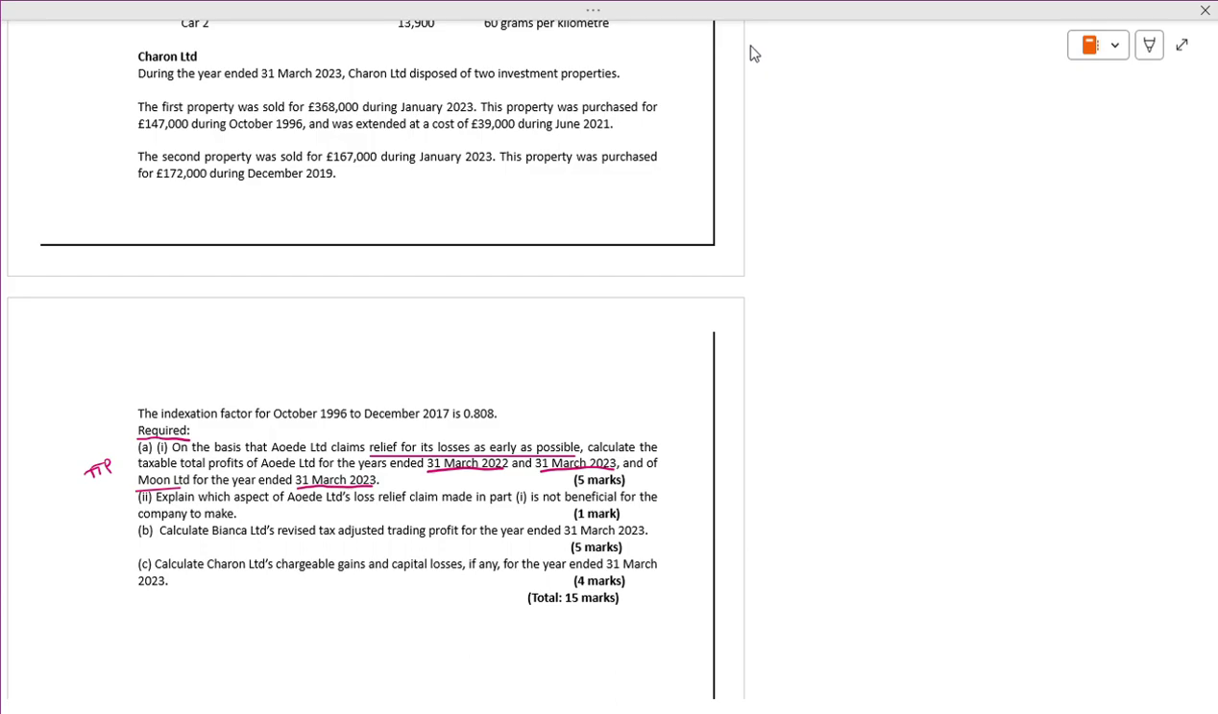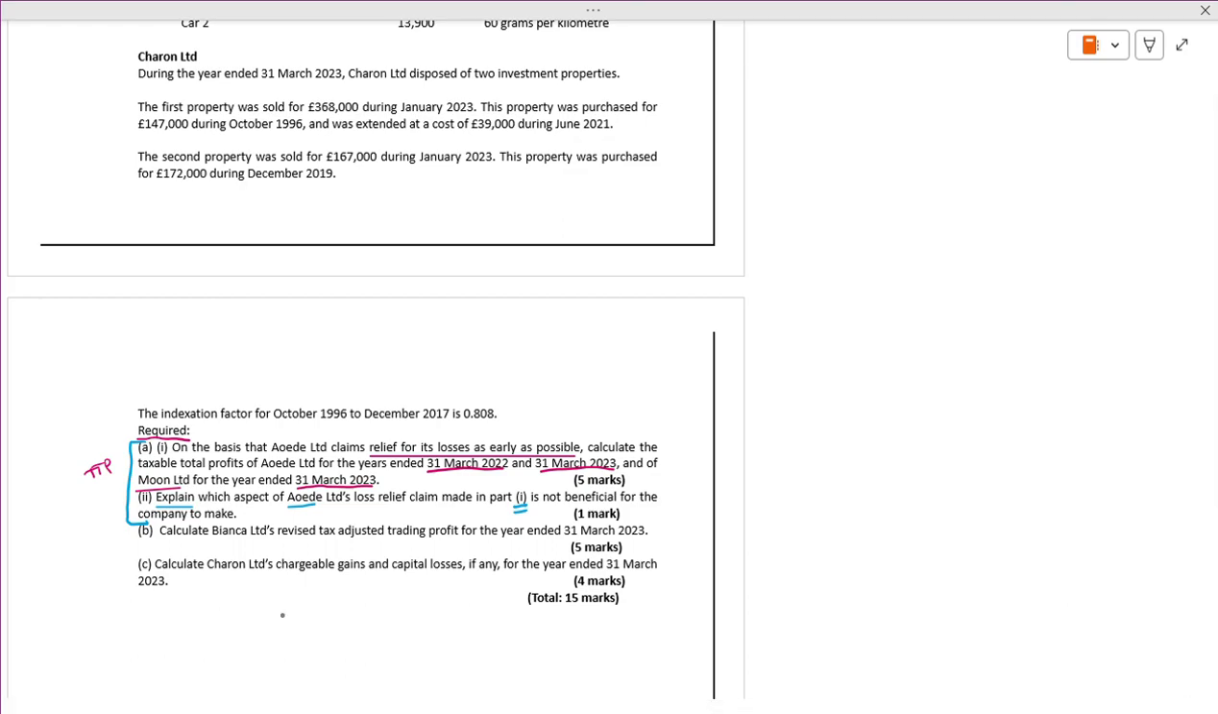What is the second one? Second one says, explain which aspect of Aoede in this is from part A. There are 2 questions. The first question carries 5 marks. The second one is 1 mark. Which aspect of Aoede Limited loss relief claim made in part 1 is not beneficial? We have to explain in 1, 2, or 3 sentences. We have to give specific reasons. We should not mention anything which is general in nature. Fine. This is the second one.